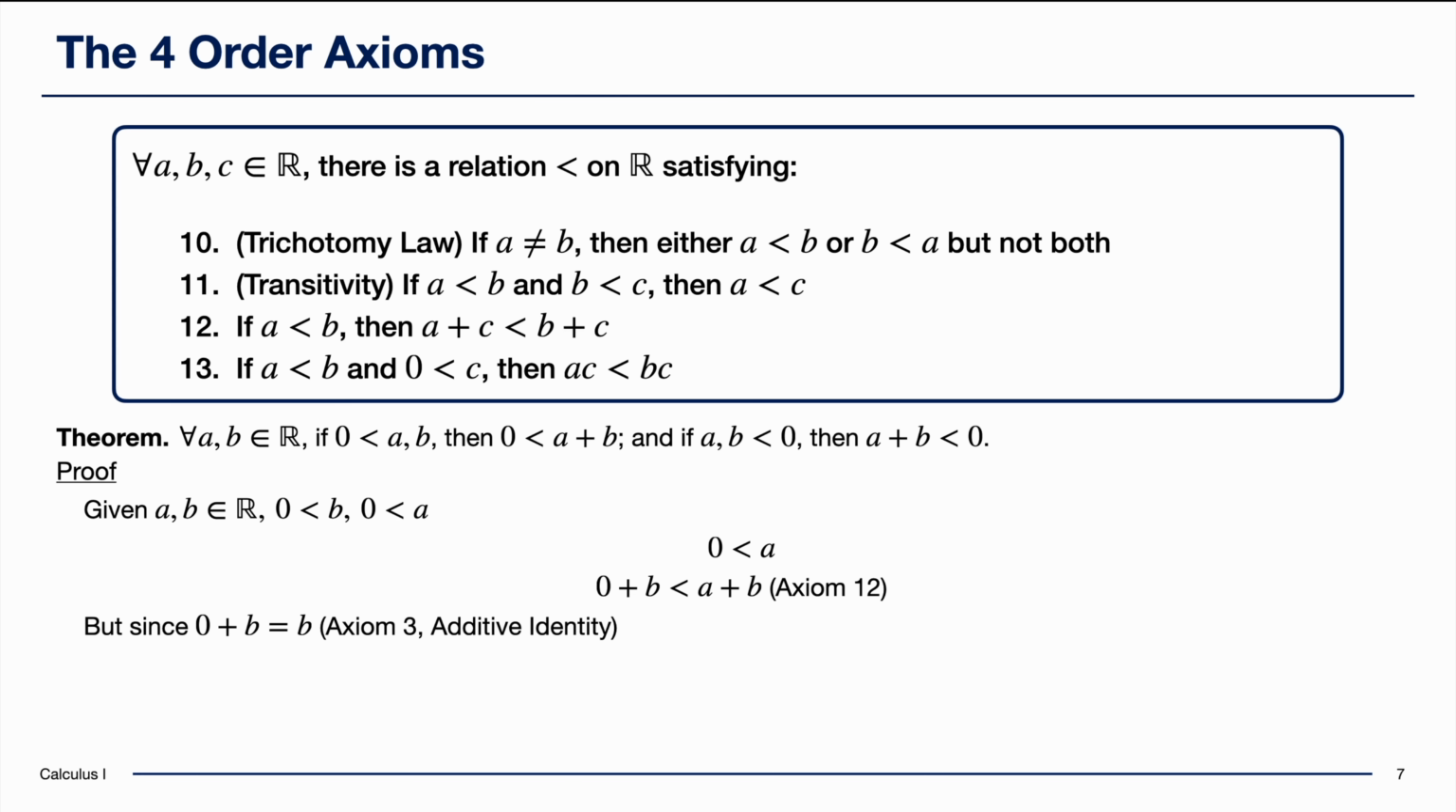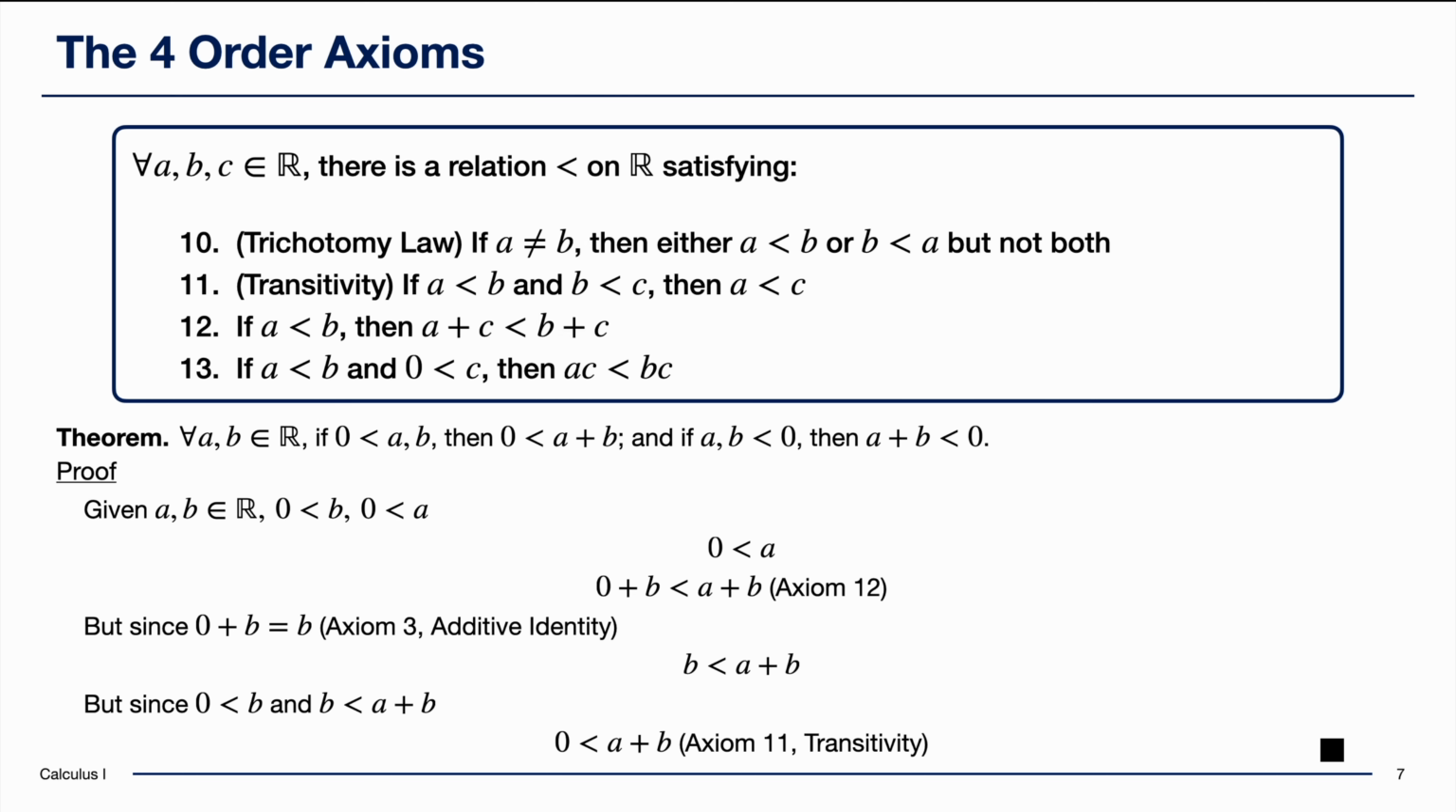But since 0 plus b is equal to b, citing axiom 3, the additive identity, we have that b is less than a plus b. But since 0 is less than b, and b is less than a plus b, by the transitivity property, we can say that 0 is less than a plus b, and we'll cite axiom 11. And that black square in the corner symbolizes that we have finished our proof.